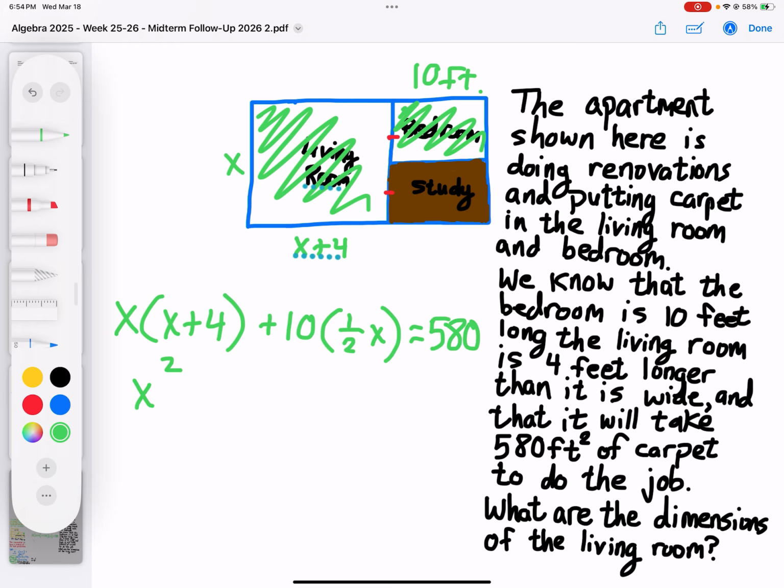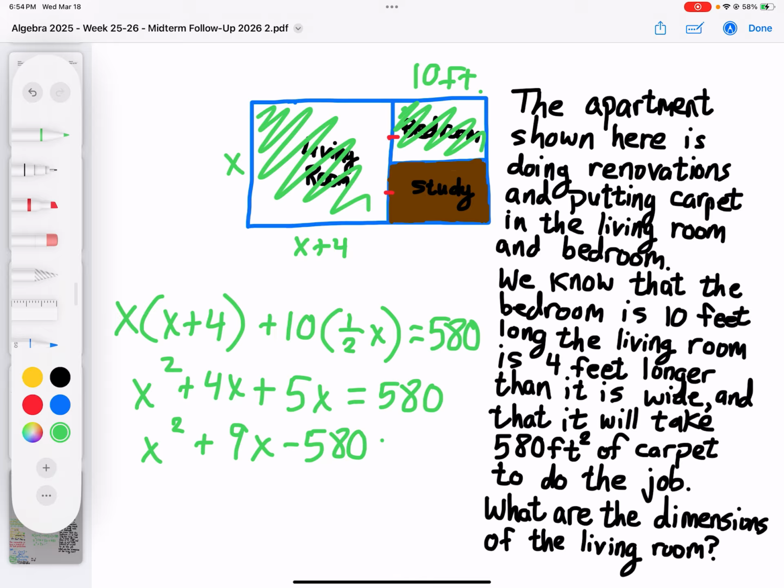From there, it's a matter of solving. Distribute the x, multiply 10 by 1/2 x, and now solve. So we get x squared plus 9x from combining like terms. I'm going to subtract the 580 over to get it equal to 0. And now you could solve this by quadratic formula. Like, you can do that. That said, I'm going to solve it by factoring because factoring is faster.